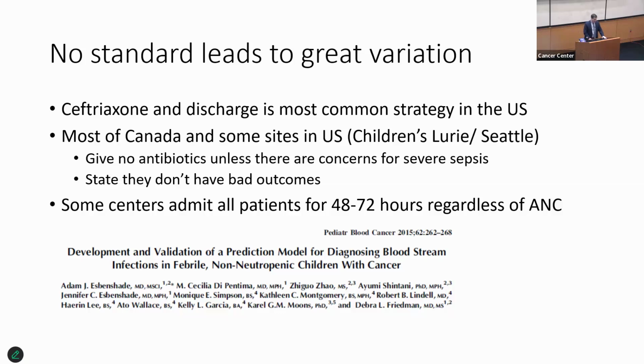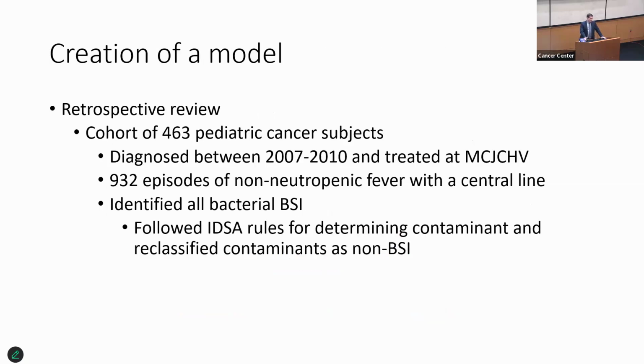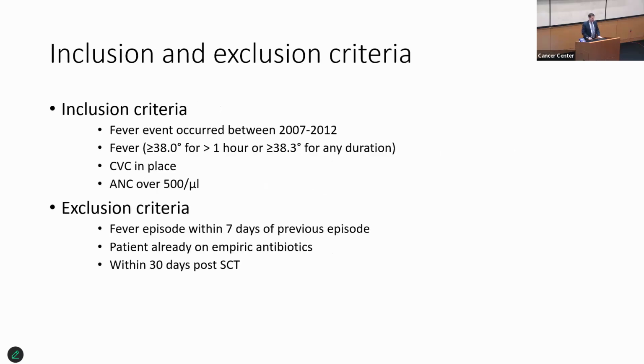Which isn't great. So my first paper was a development and validation of a prediction model for bloodstream infections in febrile non-neutropenic people with cancer. This started as a retrospective analysis of 463 cancer patients diagnosed between 2007 and 2010, treated at Vanderbilt. We ended up with 932 episodes of non-neutropenic fever with a central line. We followed IDSA rules for determining contaminants and then reclassified contaminants as non-bloodstream infections.